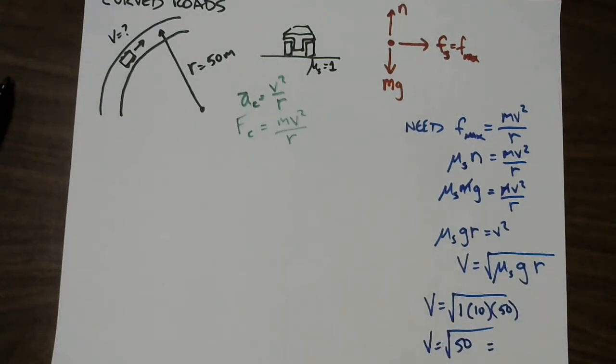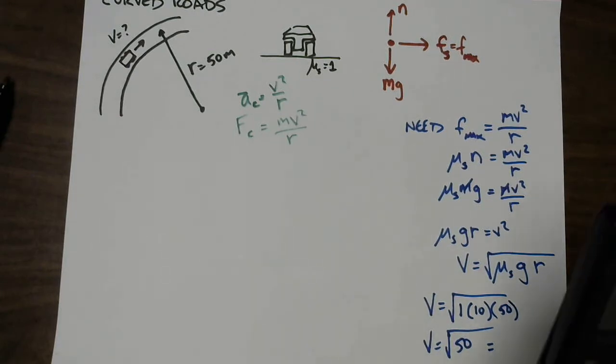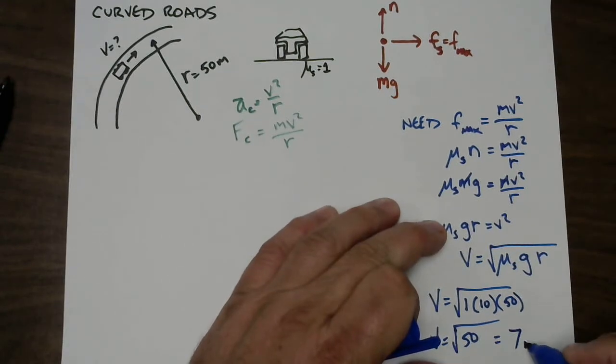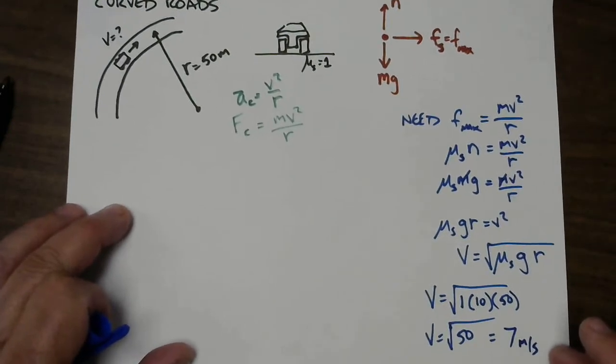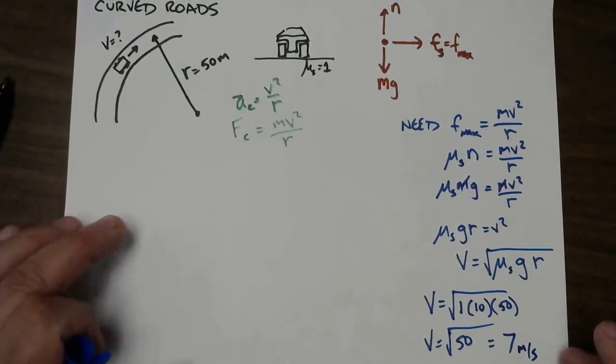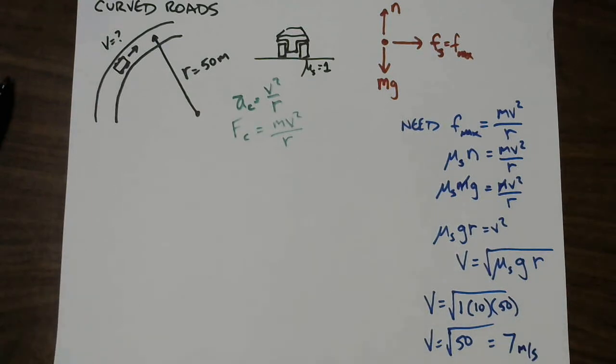Well, we know the square root of 49 is 7, so really this is going to be really close to 7. Square root of 50, 7.07. So you can do 7 meters per second. That's a pretty slow velocity. 7 meters per second, it's a running speed for a person. So you really have to slow down.